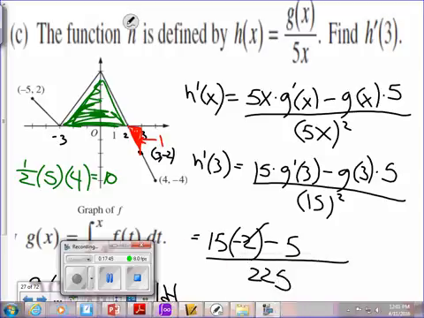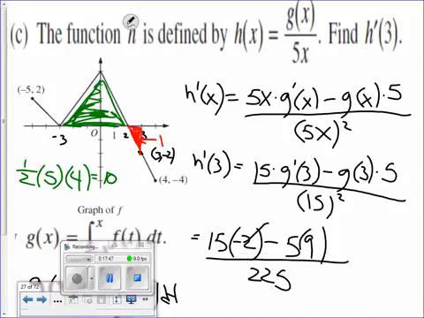Well, times 9. So let's see if we have a chance of getting this right. We have -30 minus 45. So it's -75 over -225. It's just 1/3. Positive 1/3. Whoops. Copied that wrong, so then it's -1/3, isn't it?